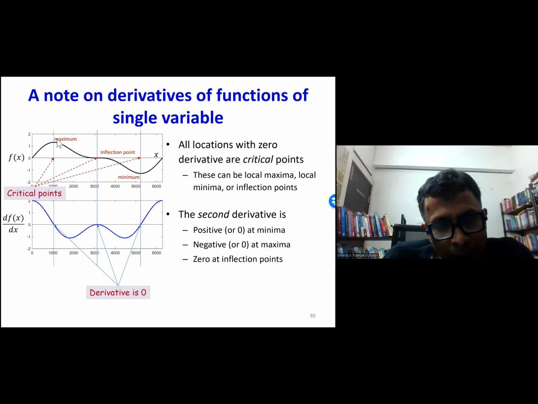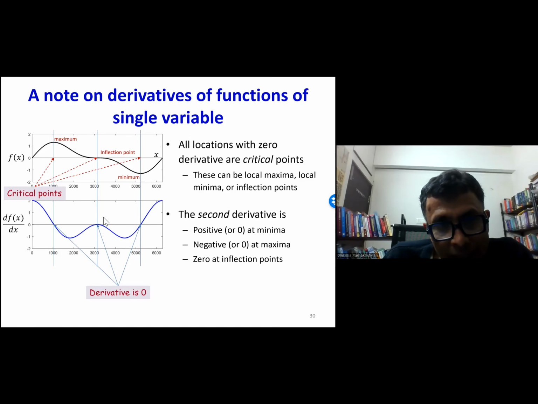Inflection points are where the function is maybe decreasing and then slows down and flattens out and then continues decreasing. Or conversely, the function is increasing and then slows down and flattens out and continues to increase. So in this case, if you look at the derivative, you'll find that at the maximum, the derivative, of course, goes from being positive to negative. But at this kind of inflection point, the derivative is negative, goes to 0, then goes back to being negative. So the derivative is going to have this kind of behavior, right? And at the minimum, the derivative goes from being negative to positive.